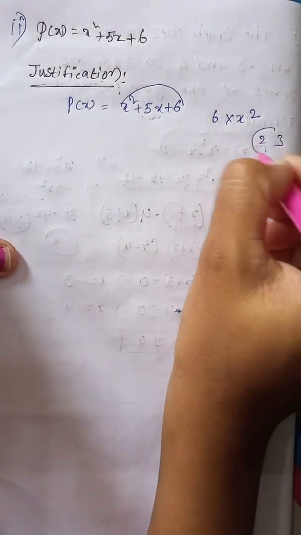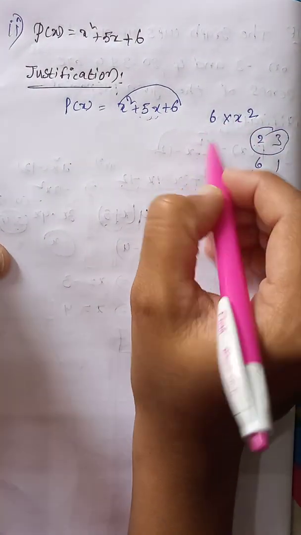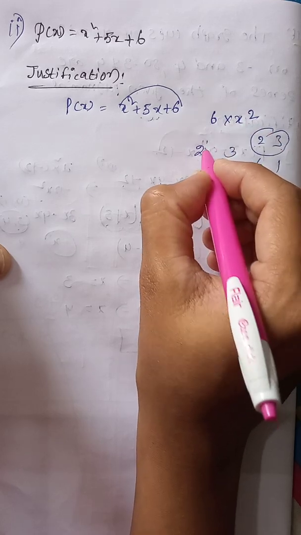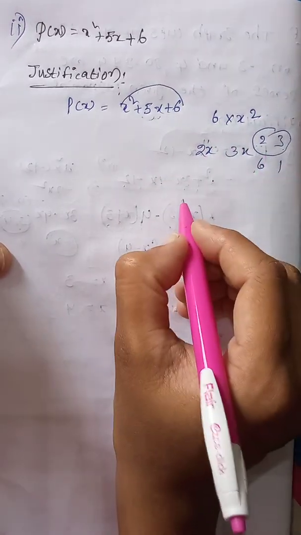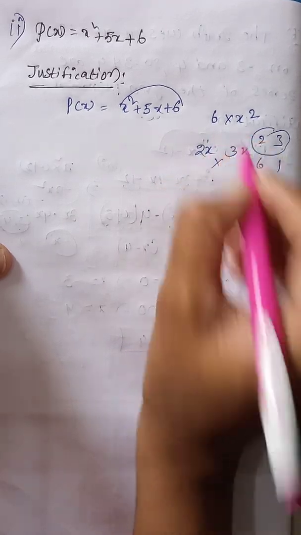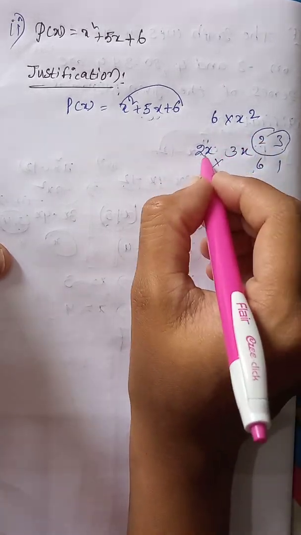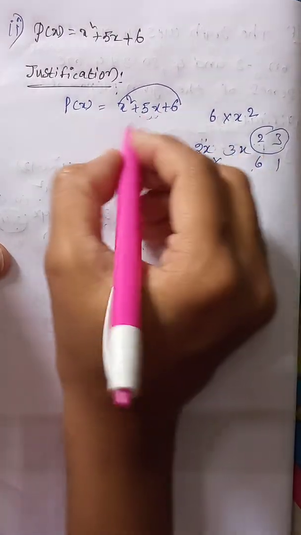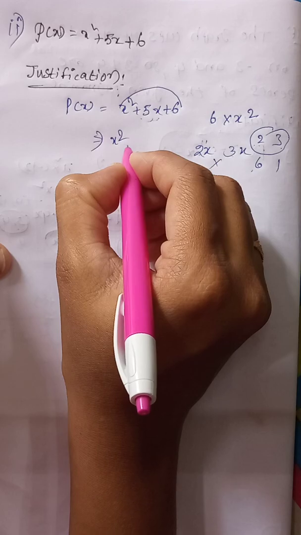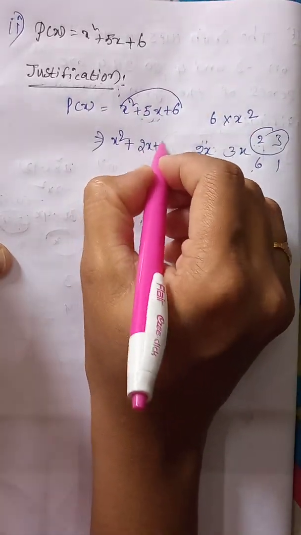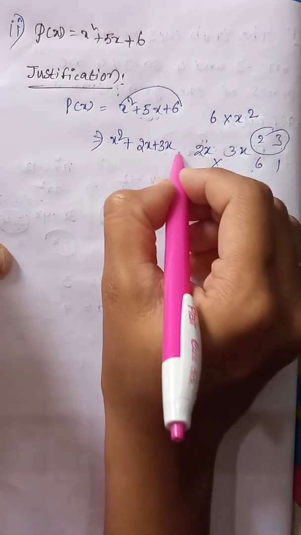Now I am taking this pair. So for 6 we can write 2 and 3. Here we have x square, so write 1x for this, write 1x for this. If you multiply, 2 threes are 6, x into x is x square. If we add these, 2 plus 3 is 5, x plus x is x. So x square plus 5x we can write as x square plus 2x plus 3x plus 6.